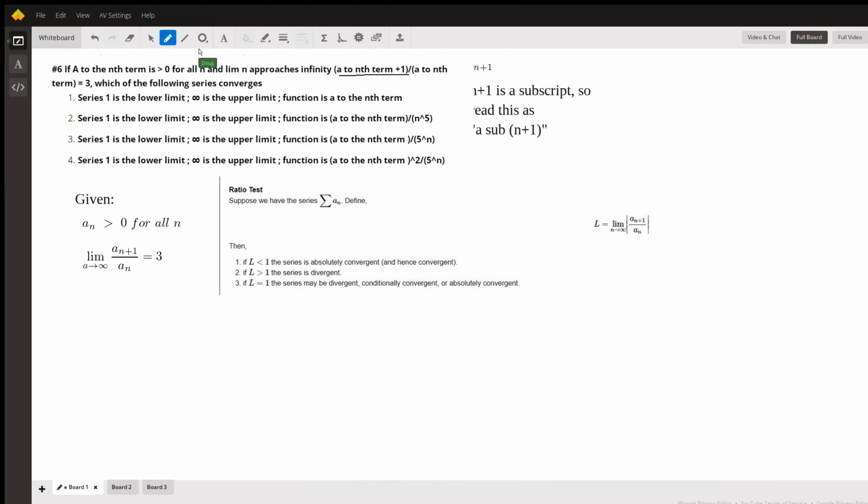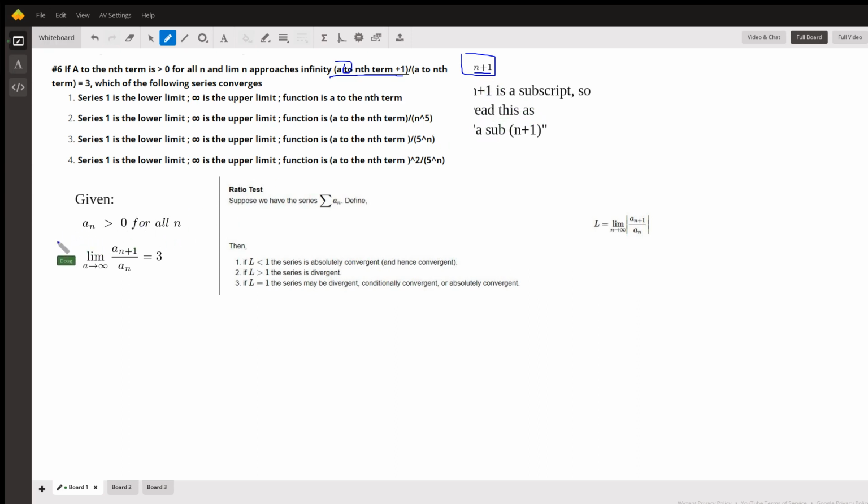Okay, first a clarification for this problem. When you have something like this, which is really interpreted like this, n plus 1 is a subscript. So we don't say to the nth, we say sub n plus 1. So this is a sub n plus 1.